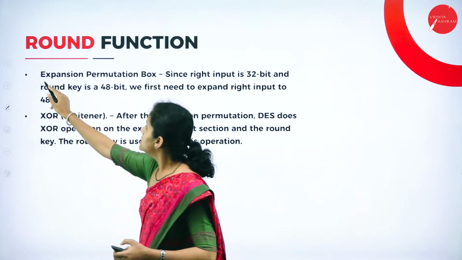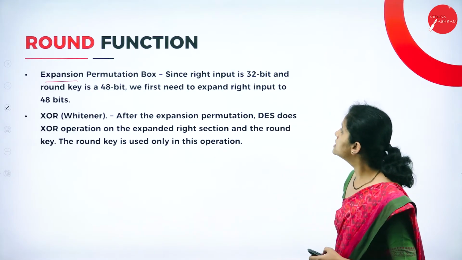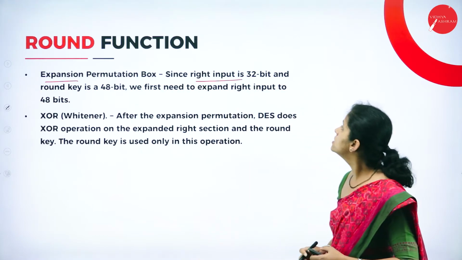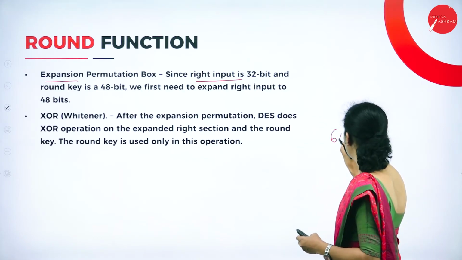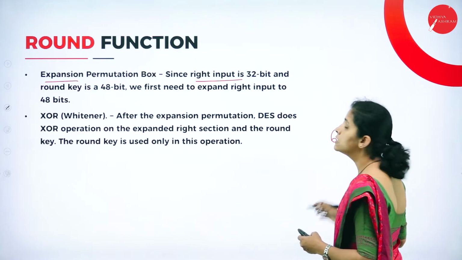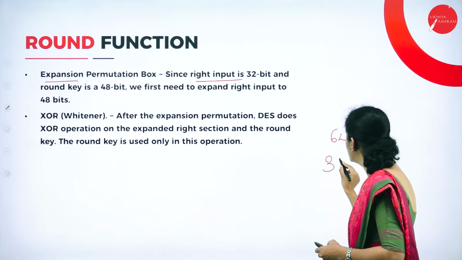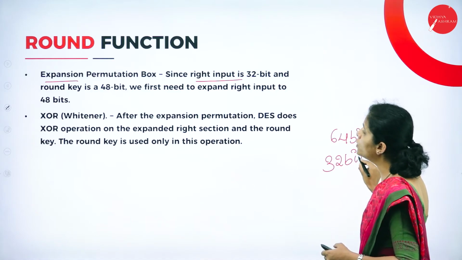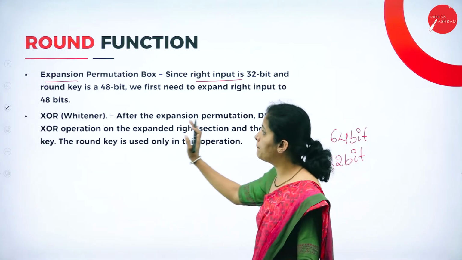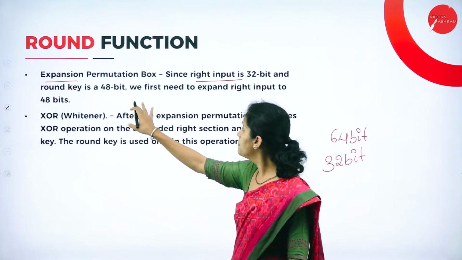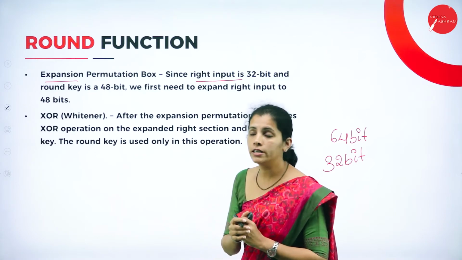Now that is the expansion permutation box, that is nothing but the permutation box, since the right input is 32 bits. That means if I consider the input of 64 bits, then it is divided into two 32-bit halves. So here I am going to consider only the right input of 32 bits, and I am going to apply the 48-bit round key, and I need the output. That means I am going to get only 32-bit output.